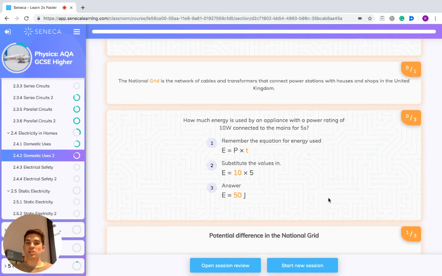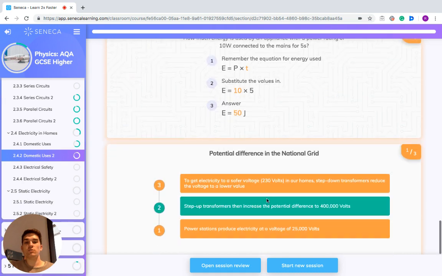Now, how much energy is used by an appliance with a power rating of 10 watts connected to the mains for 5 seconds? Well, there's an equation you need to know, which is energy equals power times time. And substitute in the values you know: energy equals power, 10 watts, times time, 5 seconds. So that will tell you that the energy is 50 joules.